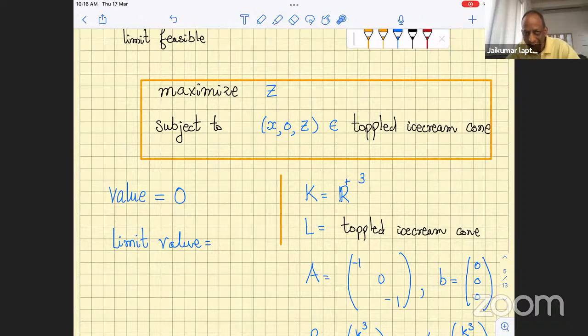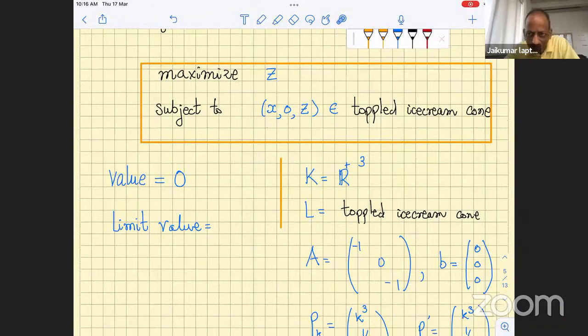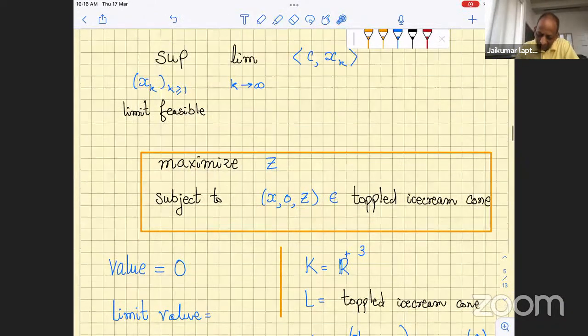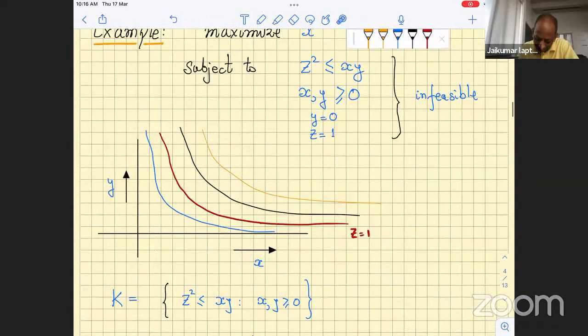Somebody? I want to move in the positive orthant, but I want to make the y coordinate go to 0. So I'm going to approach the y equals 0 line, but I should step on points where I'm in the ice cream cone, and the corresponding z values are as high as possible. Sorry, what should be the limit value? I don't know if what I was trying to say here makes any sense.